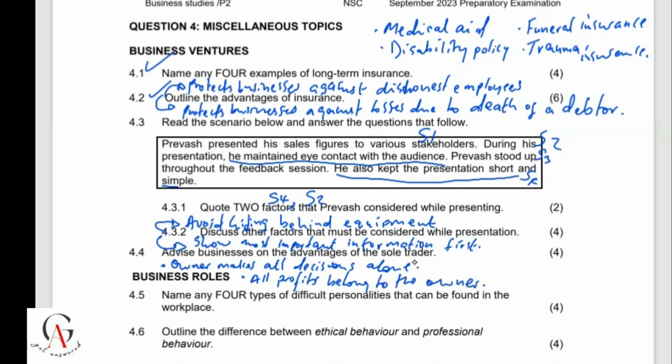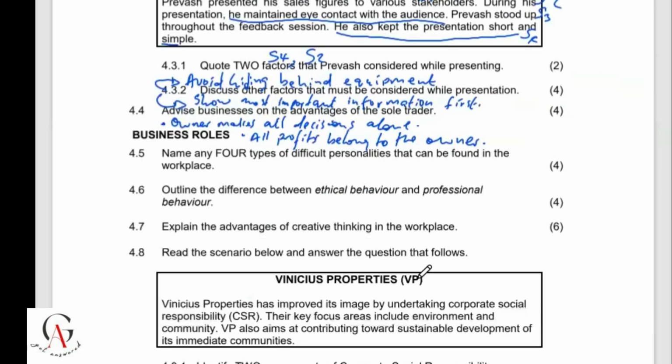Okay, right. So now let's check out 4.5. It reads as follows. Name any four types of difficult personalities that can be found in the workplace. So now there are different sets of personalities that are present in different workplaces. One of the personalities that we have is the complainer. People are always complaining at the workplace. We have indecisive. We have over-agreeable. We have negativity. We have expert. We have quiet. We have aggressiveness and the likes.